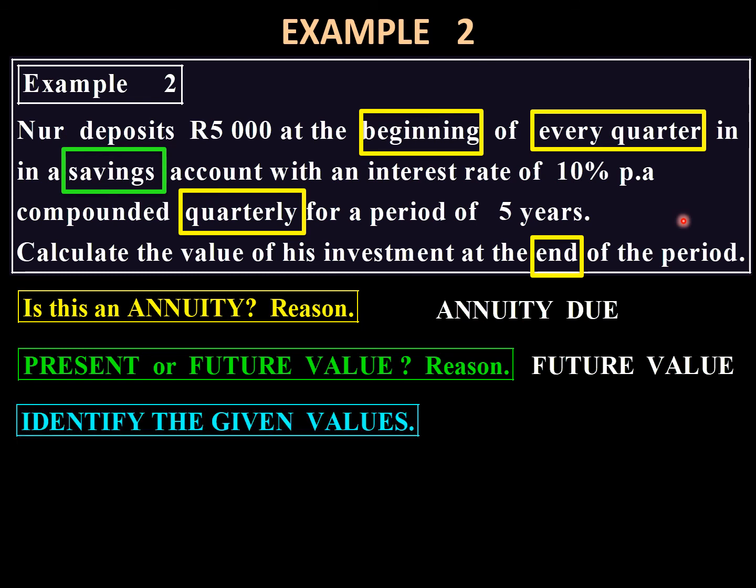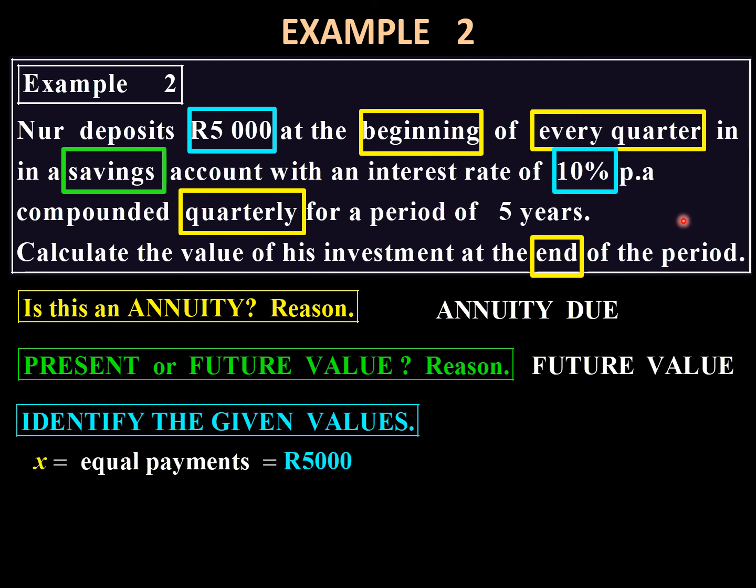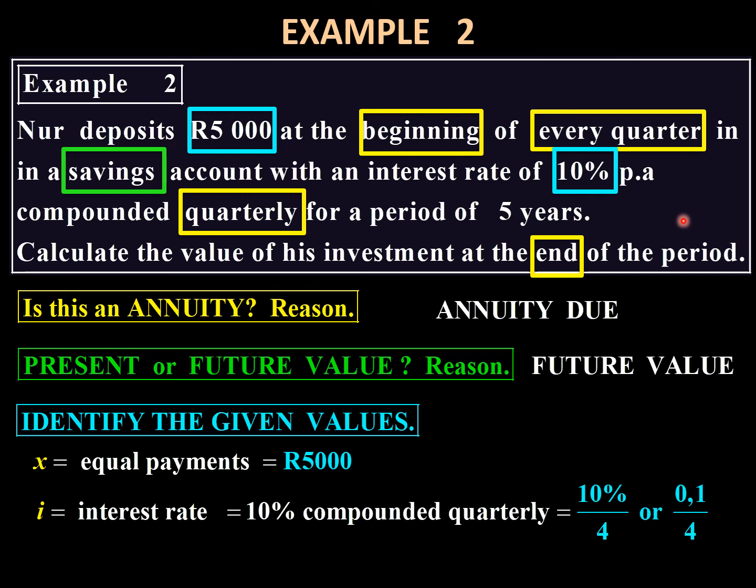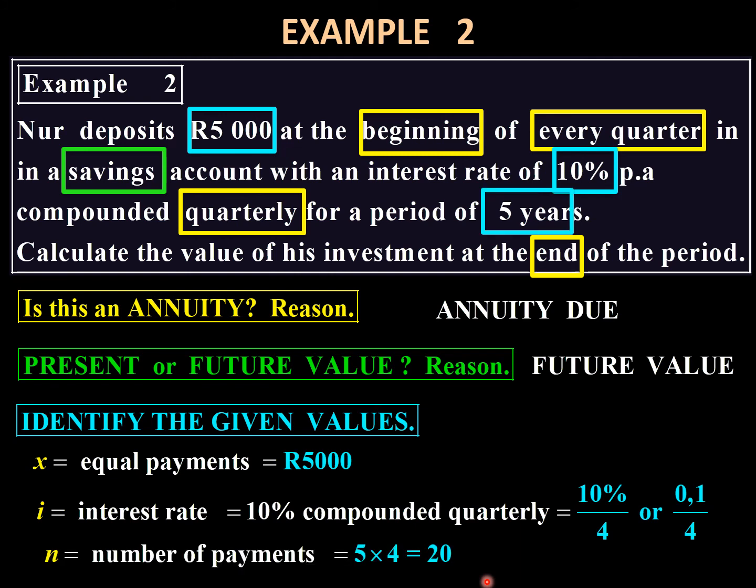Now let's just identify the given values. There's 5,000. And what is that 5,000? That's my X value. There's 10%, that is my interest rate. And it's quarterly, so be careful you don't overlook that. It's 10% over 4, and maybe you can rather leave it as 10% over 4. You don't have to simplify that. And then 5 years, and it's going to be quarterly. How many quarters in a year? That's 4. 5 times 4 is 20. Right. In the next slide, we'll actually do the calculation.